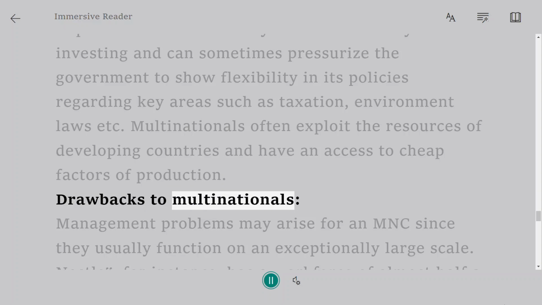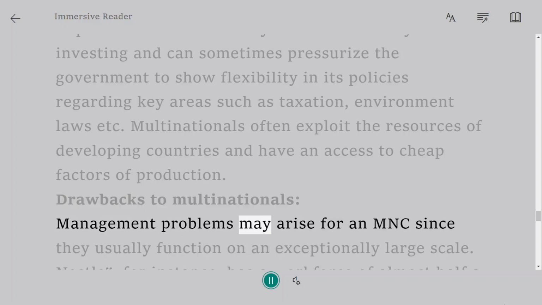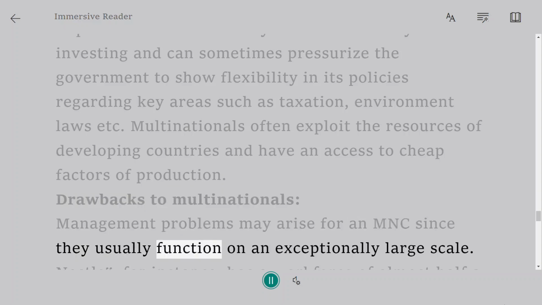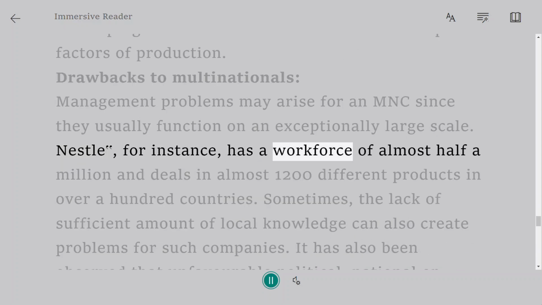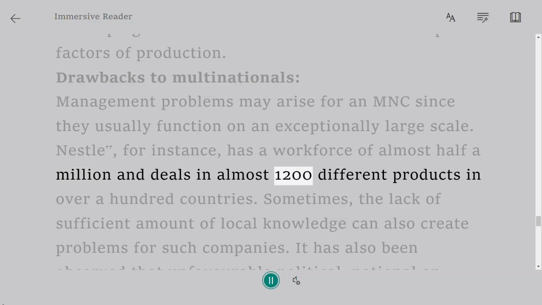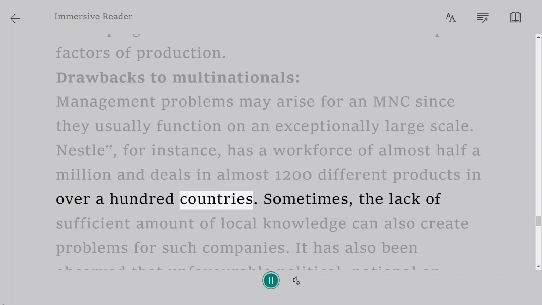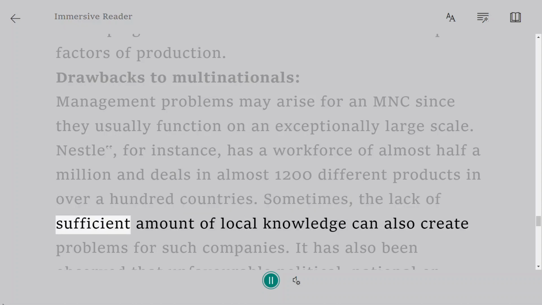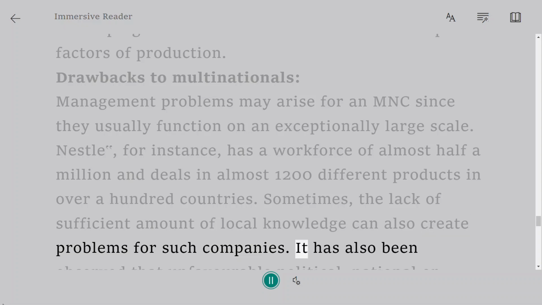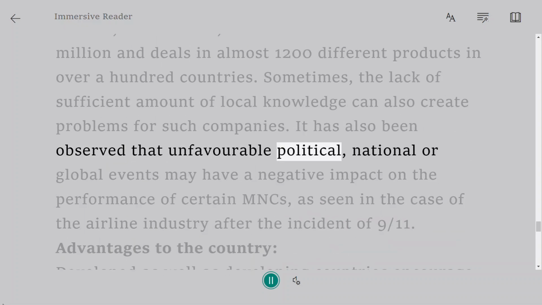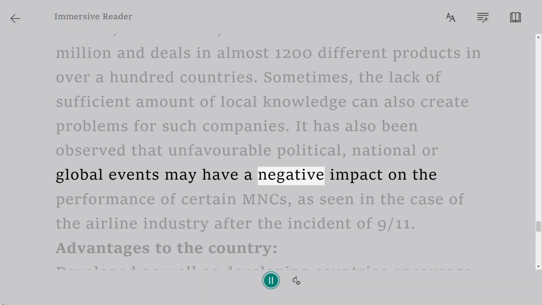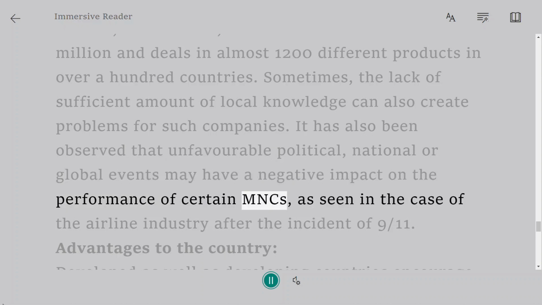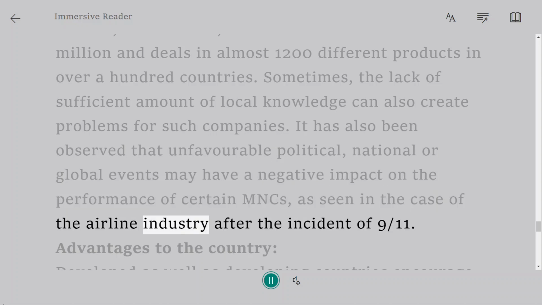Drawbacks to multinationals. Management problems may arise for an MNC since they usually function on an exceptionally large scale. Nestlé, for instance, has a workforce of almost 500,000 and deals in almost 1,200 different products in over 100 countries. Sometimes, the lack of sufficient amount of local knowledge can also create problems for such companies. It has also been observed that unfavorable political, national or global events may have a negative impact on the performance of certain MNCs, as seen in the case of the airline industry after the incident of 9/11.